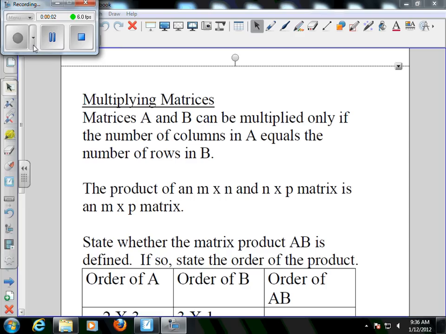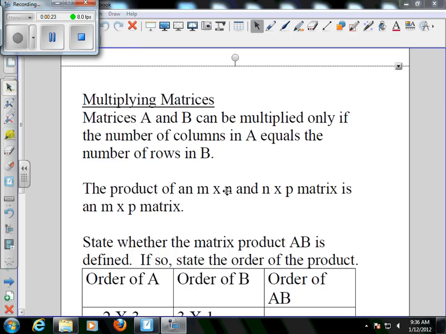Today we're going to be talking about multiplying matrices. Matrices A and B can be multiplied only if the number of columns in matrix A equals the number of rows in matrix B.